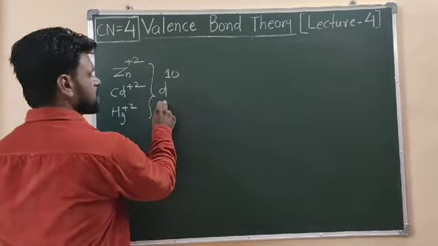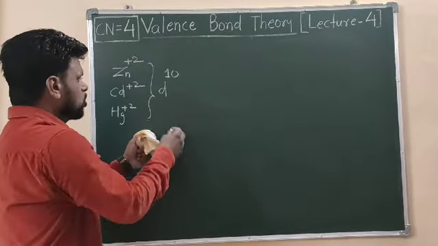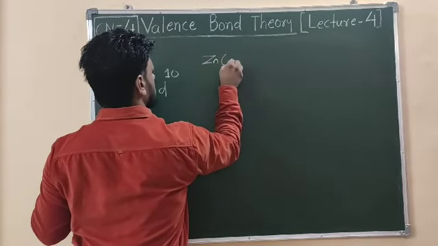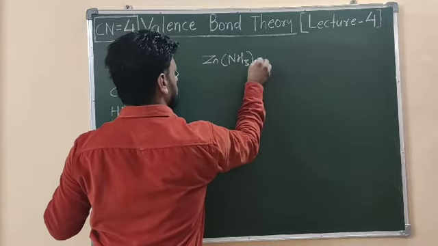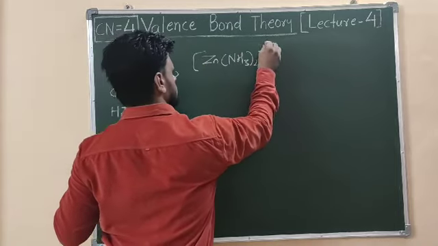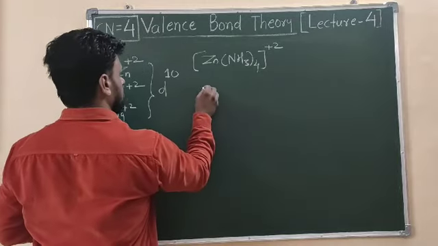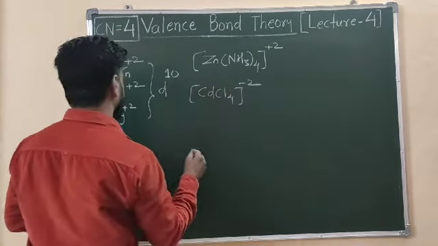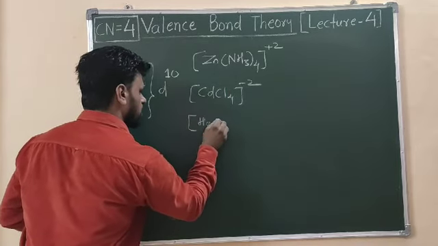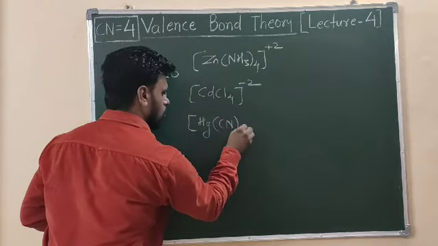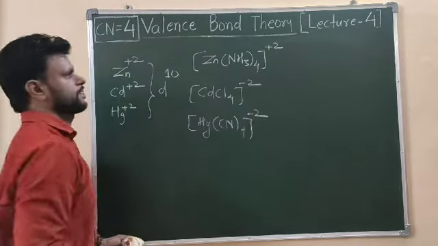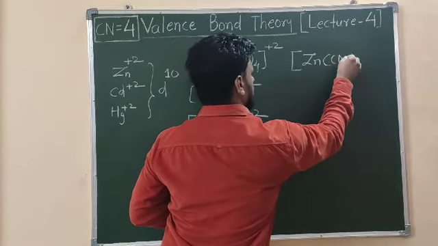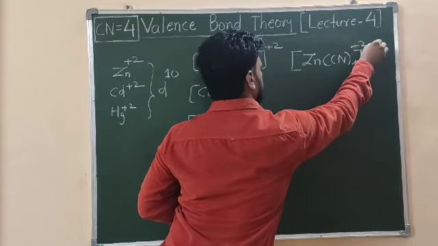Now this d10 system is nothing but a kind of pseudo-noble-gas electronic configuration, and hence if I take a zinc amine complex with coordination number 4, right? Now I can take a cadmium chloride complex with coordination number 4, or I may have the mercury tetracyano complex. I can again take another example if you want, the zinc tetracyano complex having a 2- charge.